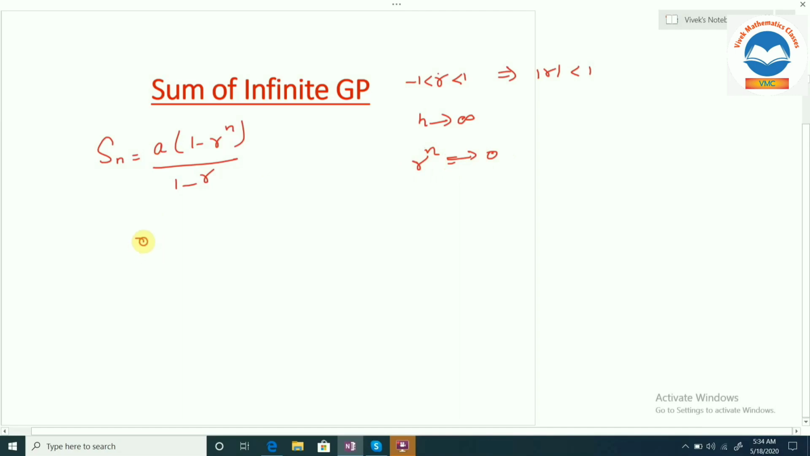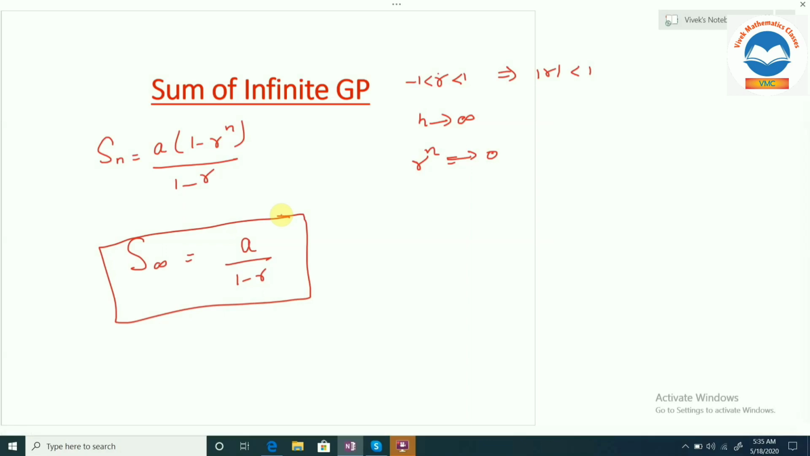So what can we write this as infinity? This will be A divided by 1 minus R. This will be your formula to find S infinity: A divided by 1 minus R.